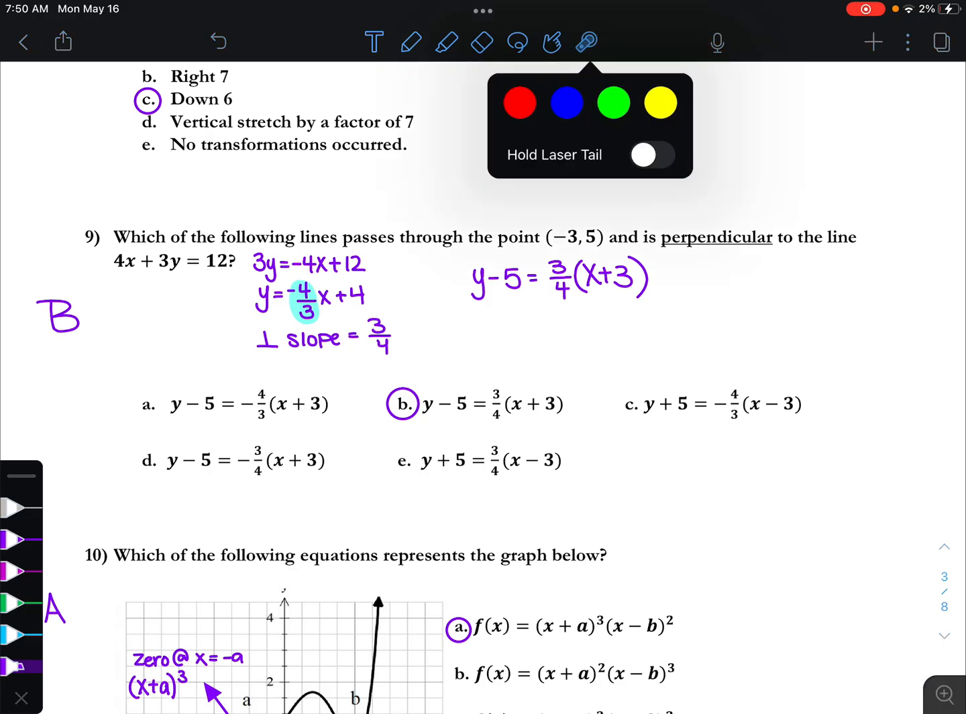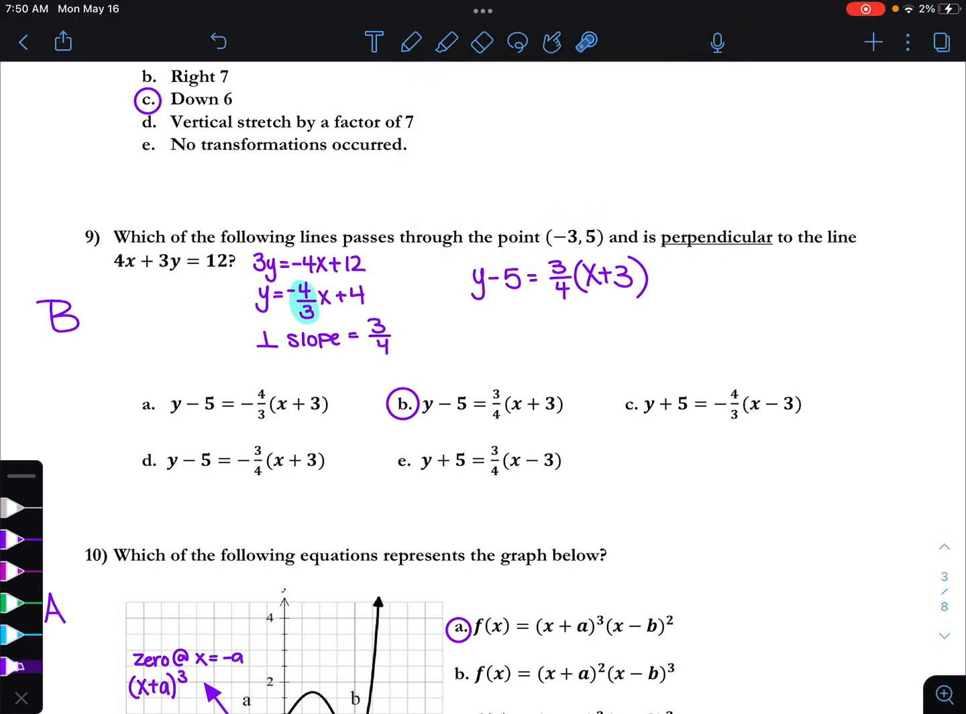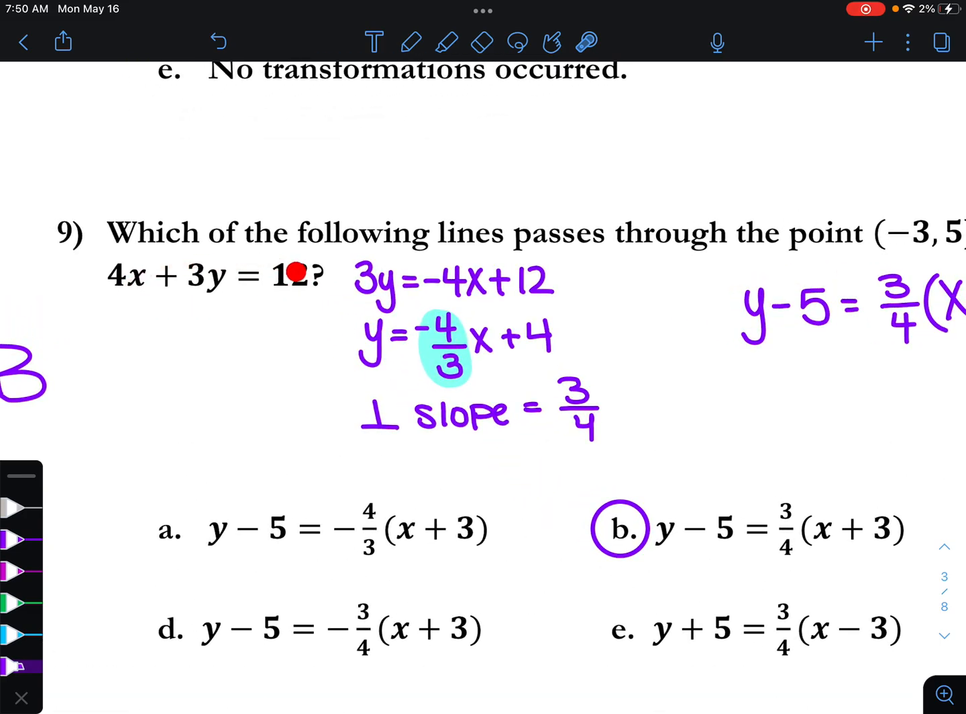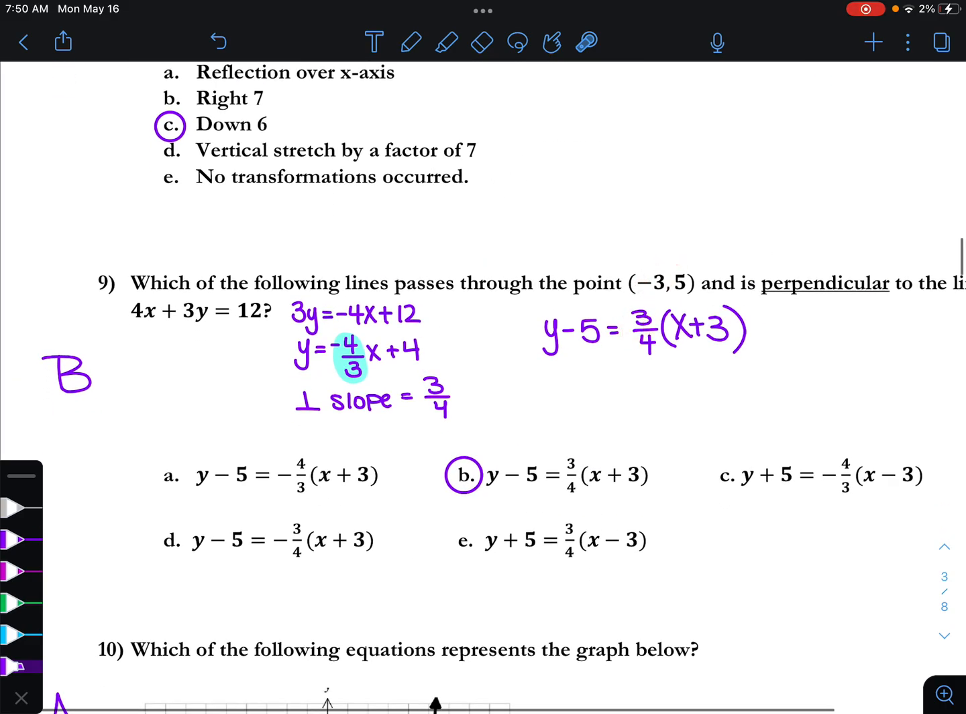If we're looking at perpendicular, writing a point, so here's a point, we need to be perpendicular to this line. In order to identify the slope, first you need to solve for y. So subtract the 4x, divide by 3. The slope of this line is -4/3. We need to be perpendicular, so we take the opposite reciprocal. So negative to positive and then flip. So +3/4. Pair that with this point and we get point slope form.